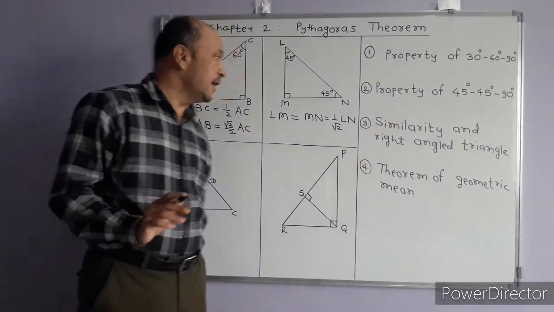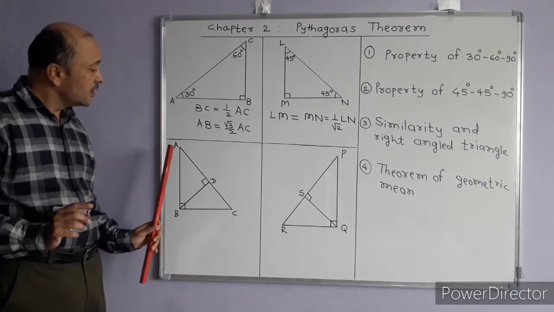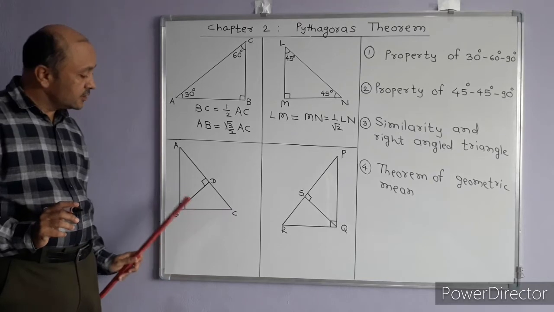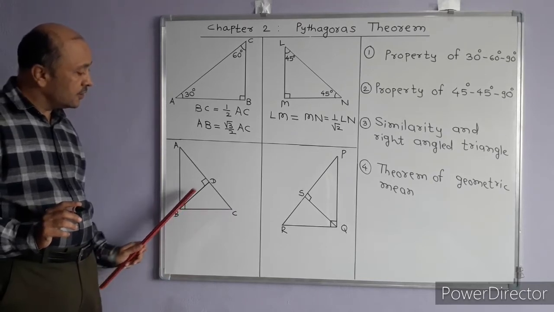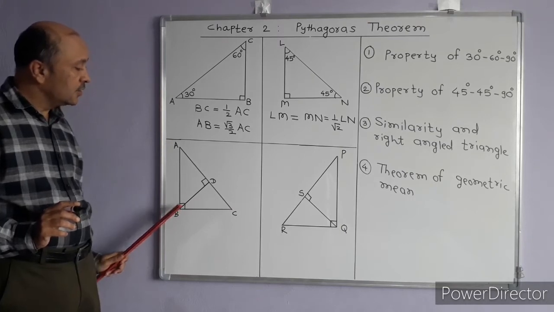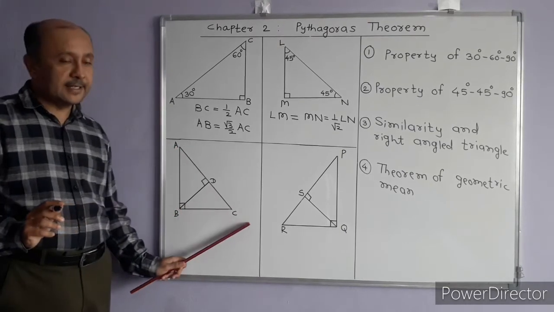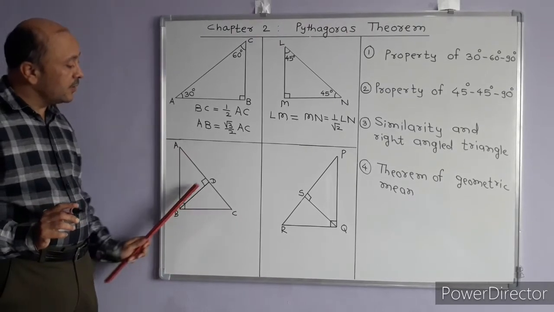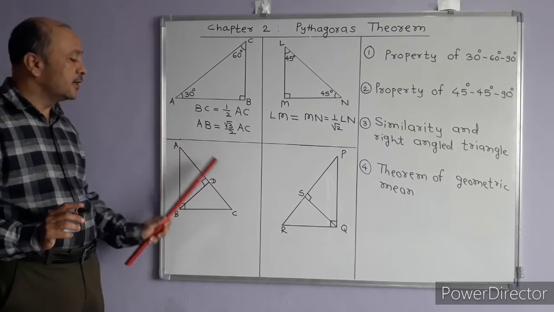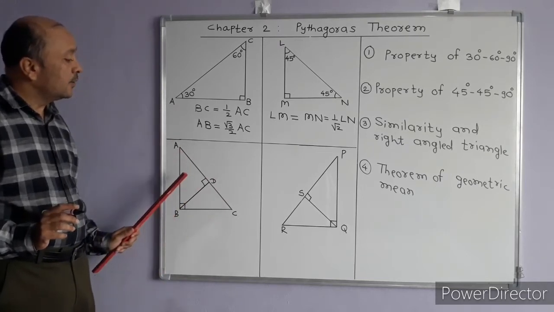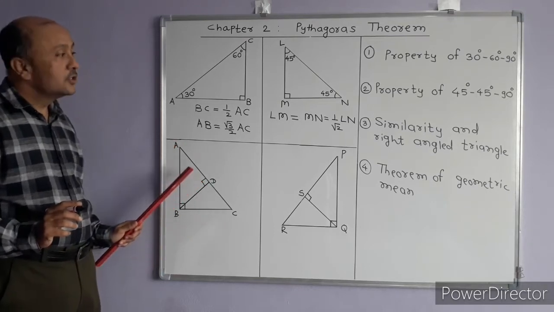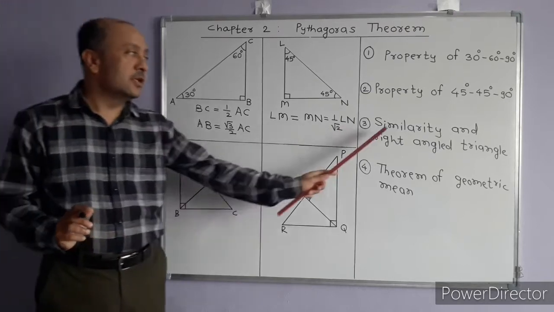Next, that is similarity and right angle triangle. So look here student, that is one right angle triangle is given here, ABC. Then what is done here? A perpendicular is drawn from B, that is vertex B, to the hypotenuse AC. Then because of this perpendicular, there are three right angle triangles now. All the three right angle triangles which are formed because of one perpendicular, these three triangles are similar.